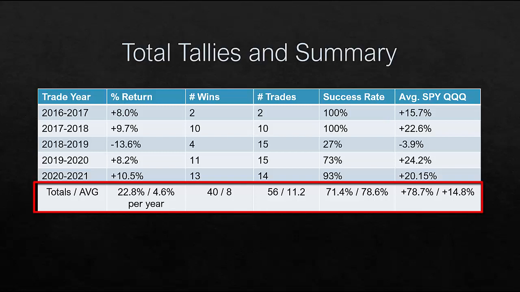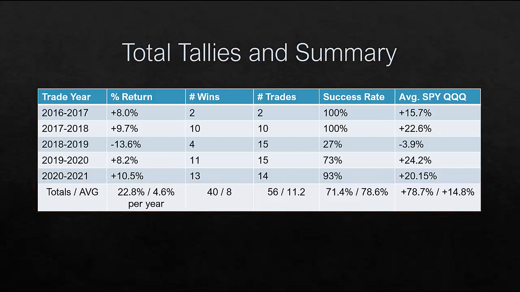Now, if we just take the straight numbers, 40 wins, 56 total trades, we get a 71.4% success rate. But if we add up the actual success rates and divide by 5, 100, 100, 73, 93, and 27, we see an average of 78.6%. I think the 71.4% is a little bit more fair because it's skewed in the case of that first year with only 2 trades and both were successful. And of course, the total returns, just adding them up over those 5 years, was about 78%, versus SPY and QQQ, with an average yearly return of about 14.8%.